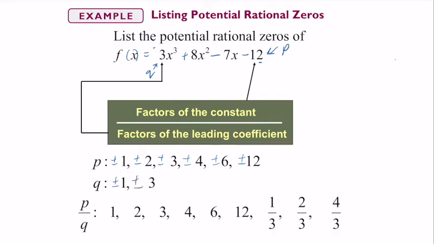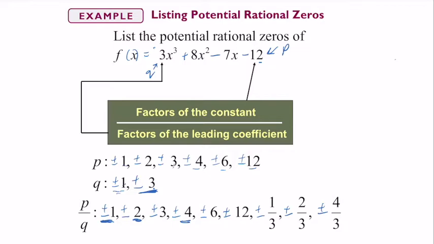So if I take all of the factors of p over q, 1 over 1 gives us 1, 2 over 1 gives us 2, 3 over 1 gives us 3, 4 over 1 gives us 4, 6 over 1 gives us 6, and 12 over 1 gives us 12. I then have to do the same but over this 3 here. So 1 over 3 gives us 1/3, 2 over 3 gives us 2/3, 3 over 3, well that's just 1, so that's cool. 4 over 3 gives us 4/3, 6 over 3 gives us 2, and 12 over 3 gives us 4.